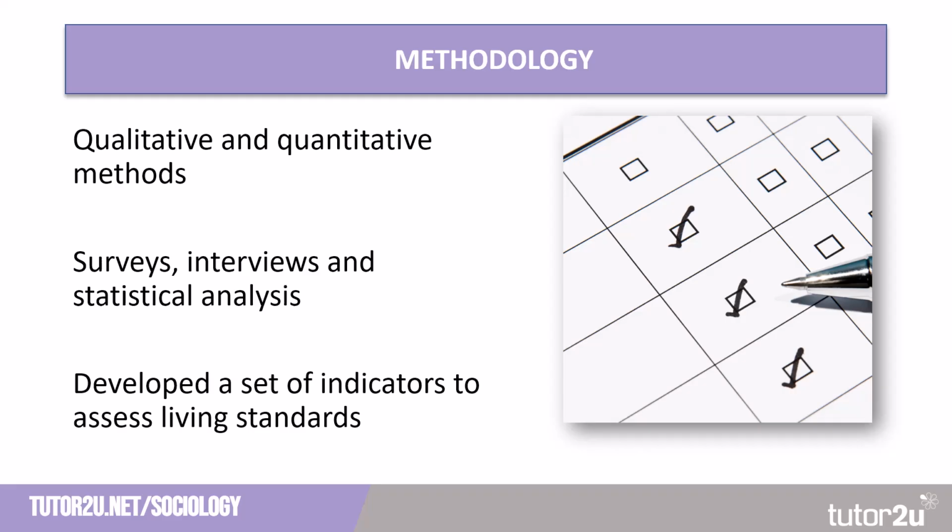Townsend's methodology was seen as being innovative for its time, as it went beyond simply measuring income levels. He developed a detailed set of indicators to assess living standards, including factors such as housing quality, diet, education, and access to healthcare. And this comprehensive approach allowed Townsend to capture a more nuanced picture of poverty in the UK.